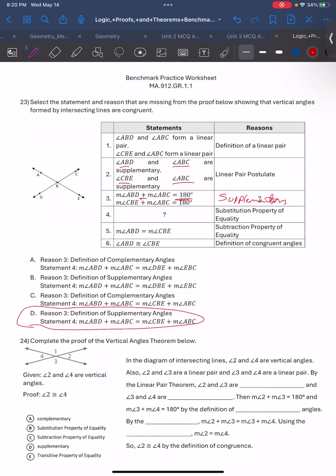All right, number 24. Oh, there was something I was going to say about the EOC.